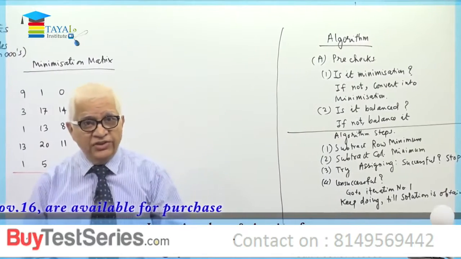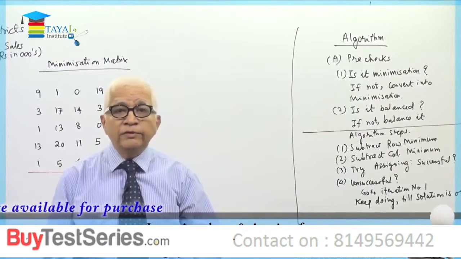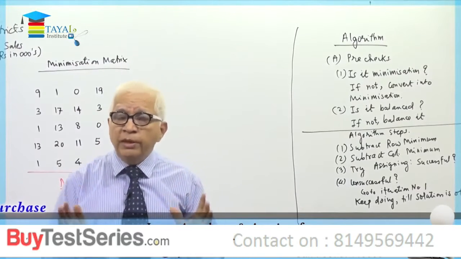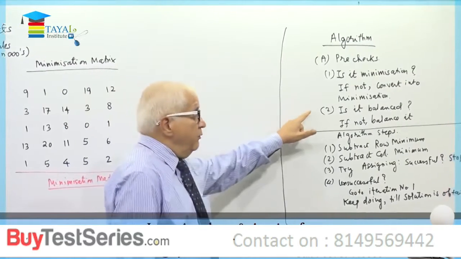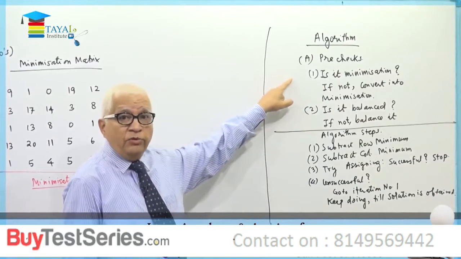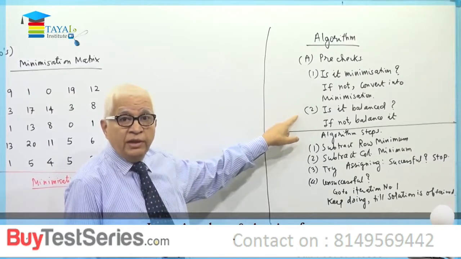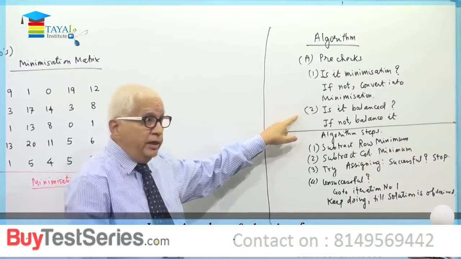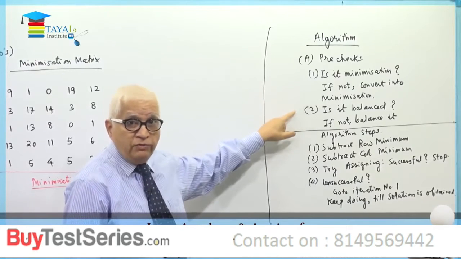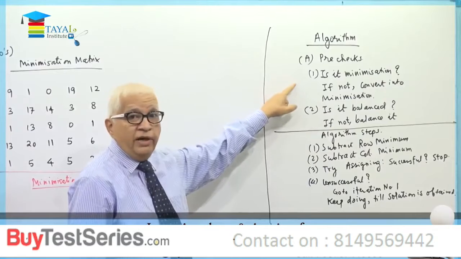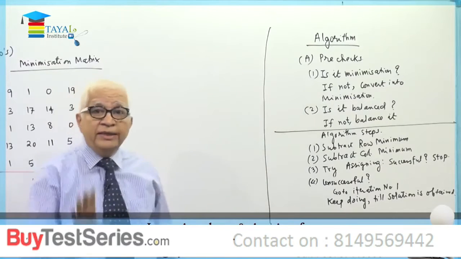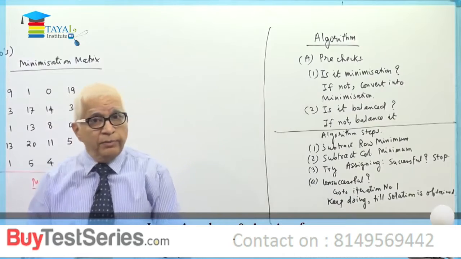Now comes a stage when we can solve the problem. So after the pre-check, the purpose of pre-check is what? To get the problem in a form which can be solved. Now see, for example, another problem could be, it may be a minimization problem to start with, but it may not be balanced. Another possibility. Third possibility, a problem may not be minimization, it may not be balanced, so both the pre-checks will fail. Here one pre-check failed, one pre-check was successful. Fine. So after doing these pre-checks, then start the steps for the assignment problem algorithm.